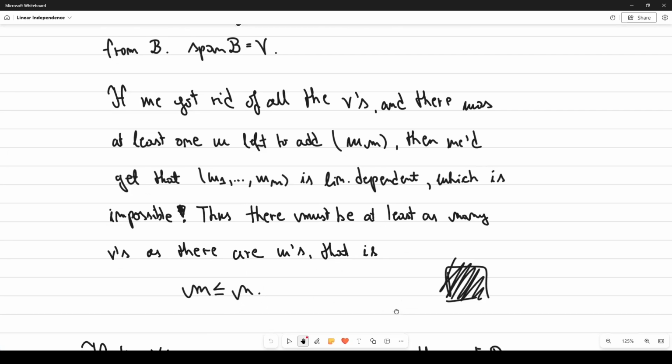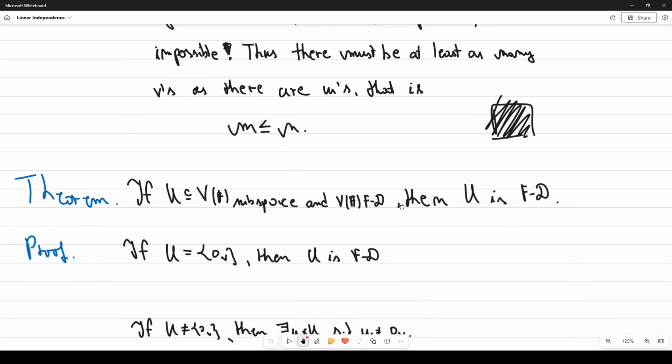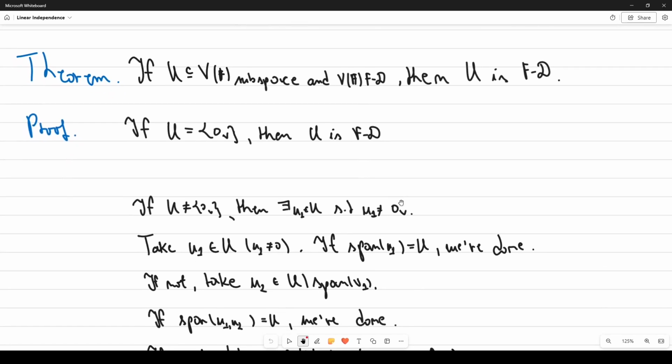So that's the end of that proof. And now we can show the following result. If U is a subspace of our vector space V over F, and V is finite dimensional, then U is also finite dimensional.